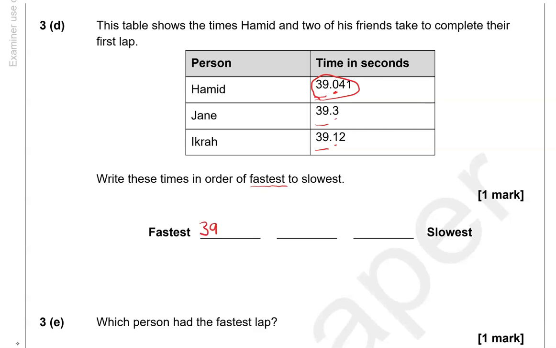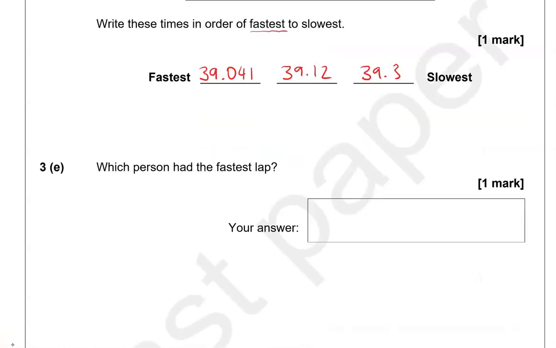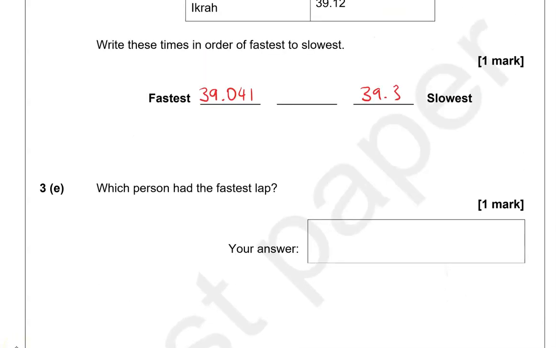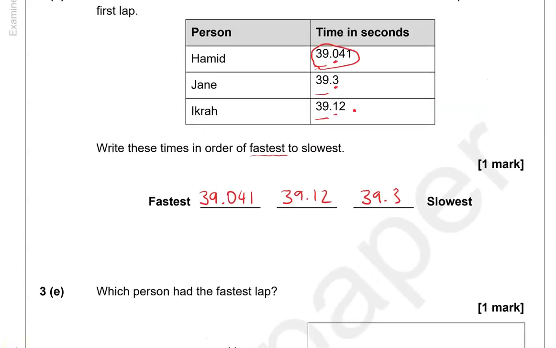So 39.041. And then between 3 and 1, this is the lowest. So that would be the next one, 39.12. And then 39.3. Which person had the fastest lap? Well, the fastest was this one, and that's Hamid.